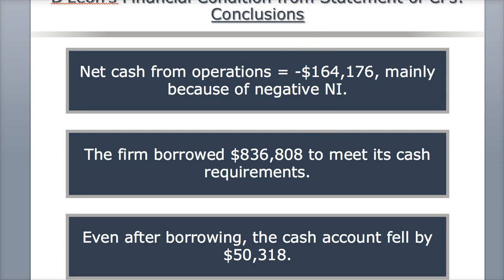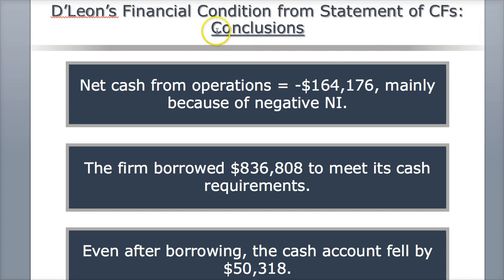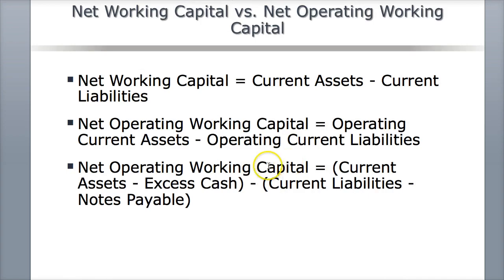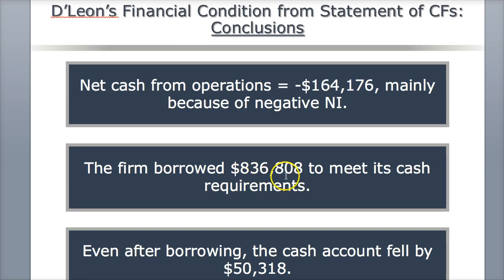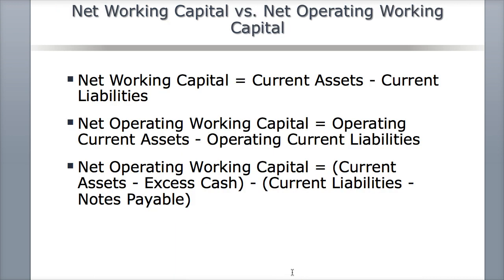Okay, so let's look at the conclusion here. Financial conditions from the statement of cash flows. Net cash flow from operations is negative, and that's because they have negative net income. Borrowing is a positive cash flow to meet its cash requirements, but borrowing comes with additional debt that has to be paid. So even after borrowing, the cash flow fell by 50,000. So this puts this company in a very weak position.